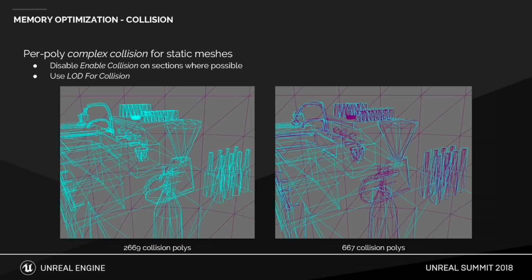A big optimization was to look at our collision. We use per polygon collision for complex collision on static meshes. The complex per polygon collision is used when, for example, you're doing a hit trace or firing a weapon. In many cases, we can disable the complex collision if the object is a wall, even if the wall has very slight 3D features. Depending on what those features are, we may not require them for weapon accuracy.